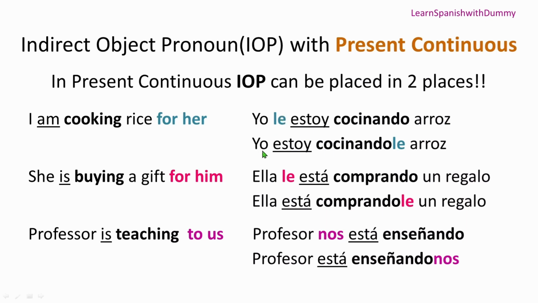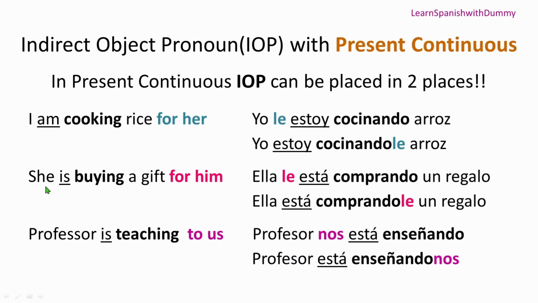Next is yo estoy cocinándole arroz. So what do we do here? We are attaching it on the second verb, which we call the present participle. Eating, dancing, walking, we call them present participles. So we attach the indirect object pronoun to the present participle. Yo estoy cocinándole arroz. It means I'm cooking for her, arroz is rice. So both of them are correct.